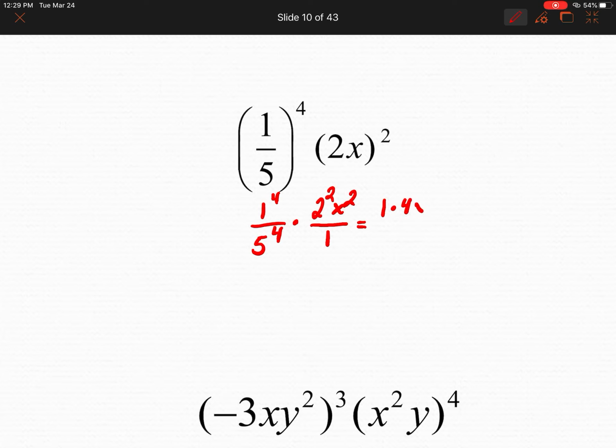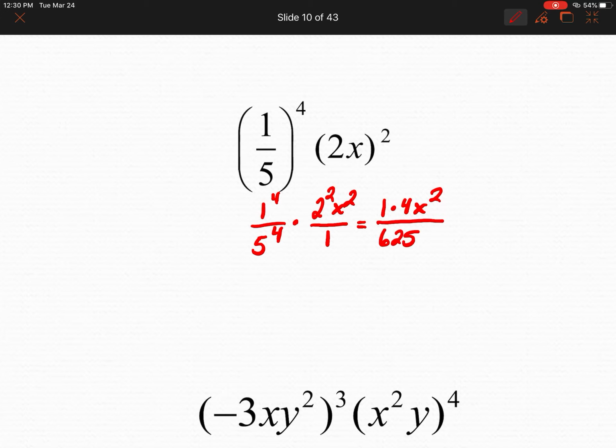So 1 to the fourth power is just 1. So I'll write all this out for you. And then 2 to the second power is 4. And then we've got our x squared. And all that's on top. So all the stuff on top goes together. And then all the stuff on bottom goes together.